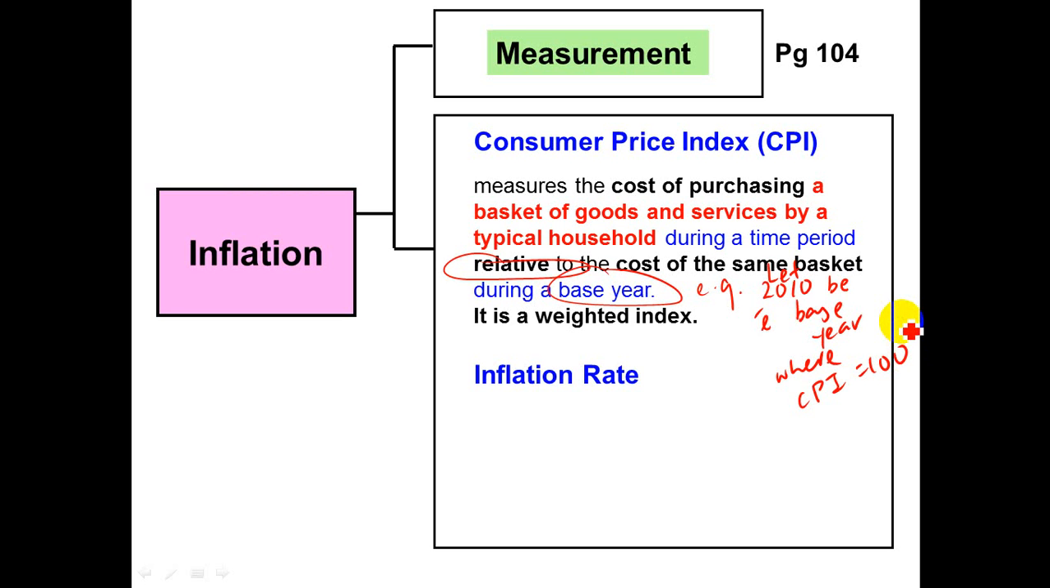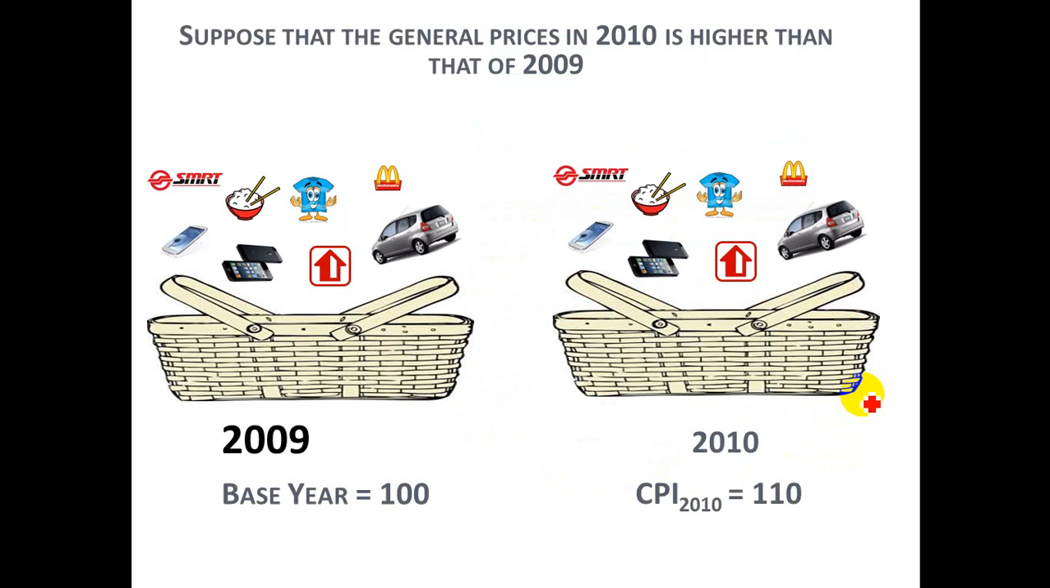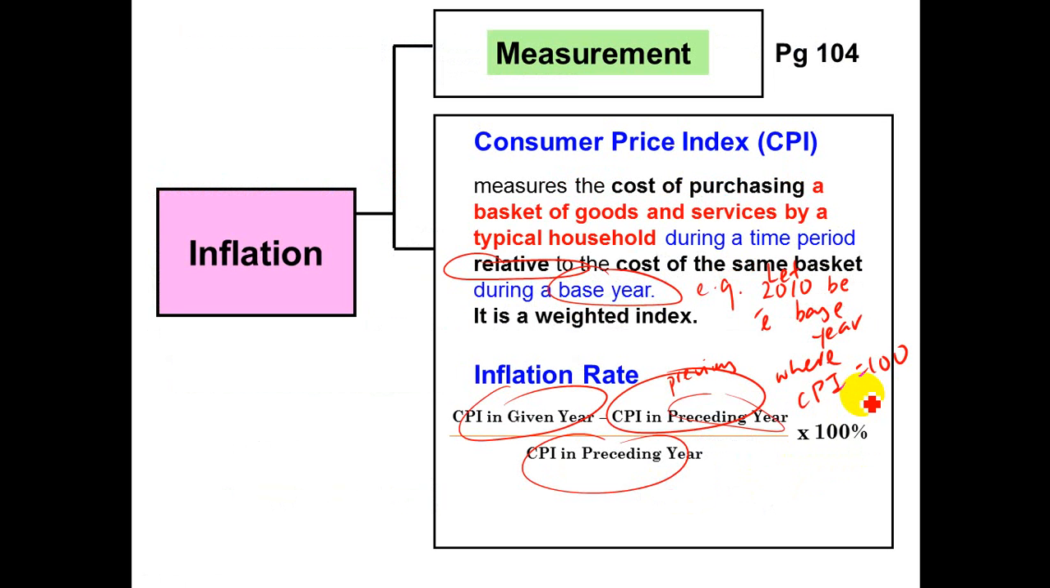So the formula for the inflation rate would be the CPI in a given year minus the CPI in the preceding, meaning previous, year. So the new CPI in the current year minus the CPI in the previous year, over the CPI in the previous year. That means the new figure minus the old figure over the old figure. It's just like maths when you want to come up with a percentage, right? Times 100%, and that will give you your inflation rate.